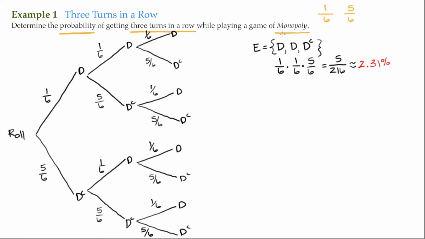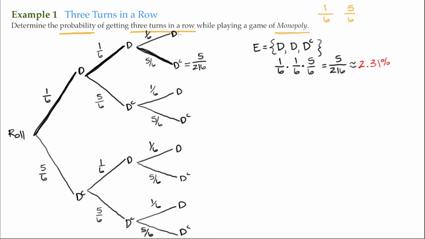So for this right here, on our tree diagram, here it is right here. My first roll is doubles, and it has its corresponding probability. My second roll is doubles, and it has its corresponding probability. And then my third roll cannot be doubles. So that's this one down here with its corresponding probability. 1/6 times 1/6 times 5/6, 5 over 216, which of course we know to come out to be approximately 2.31%.